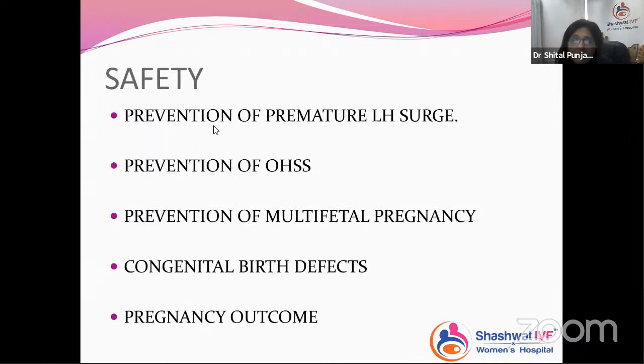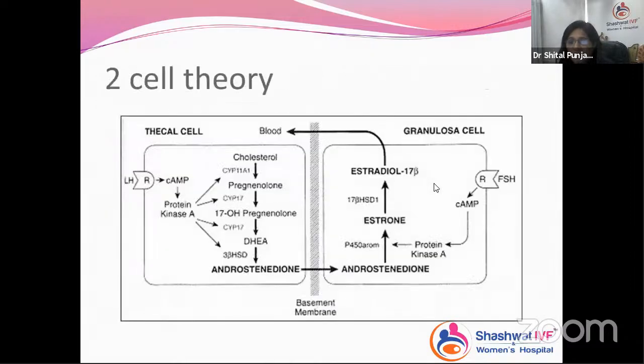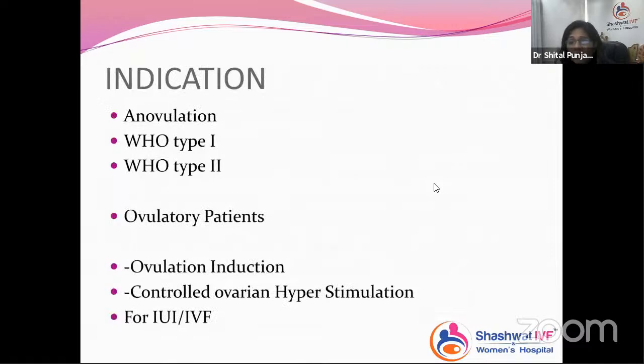So that is for prevention of OHSS. Third is prevention of multifetal pregnancy. When we do multifollicular ovarian stimulation or augmentation, either with oral agents or with injectables, there are very high chances of multifetal pregnancy. And because of multifetal pregnancy, there are maternal mortality and morbidity, and perinatal mortality and morbidity. We want to avoid that. We want to avoid congenital birth defects, and we want to have 100% pregnancy outcome. So for that matter, we understand the physiology of ovulation and then we go for either ovulation induction or ovulation stimulation or augmentation.